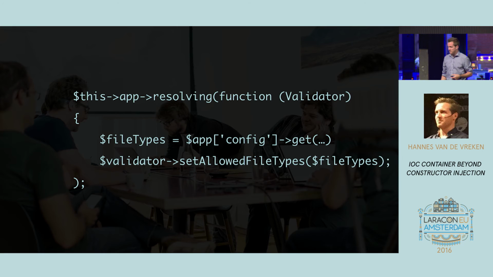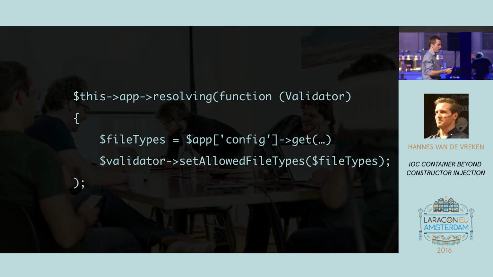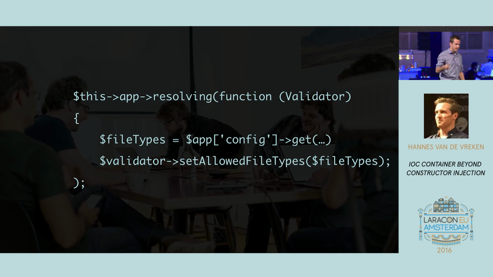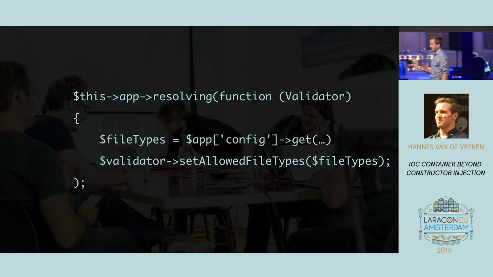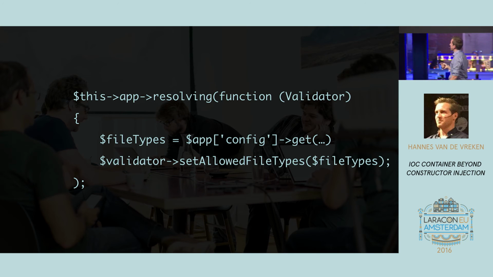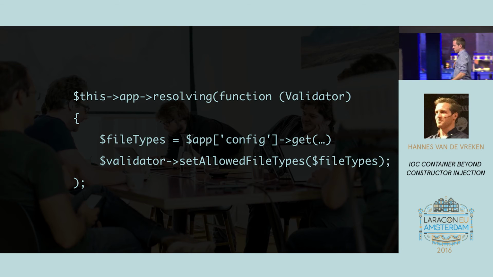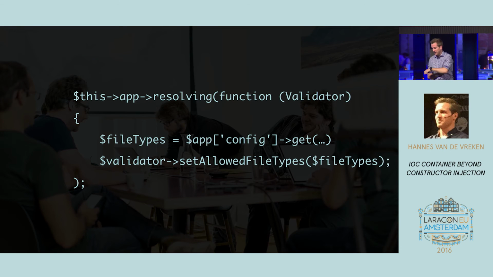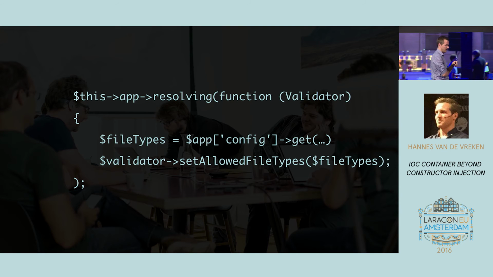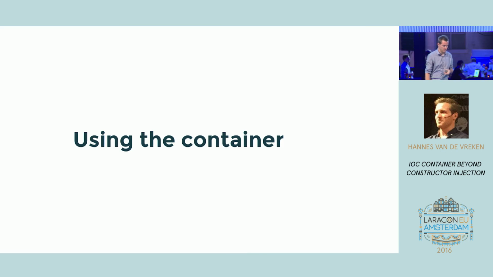For example, if you have some validator which needs to know which file type it needs to allow, and you need that from the config, then instead of injecting the config or calling the config from the validator, you can set those file types using a container event. So when the validator, this should be validator $validator, this is my mistake, when the validator object is being resolved from the container, then you can get the actual file types that it should allow and set that via setAllowedFileTypes method. So that's injecting some configuration variables.